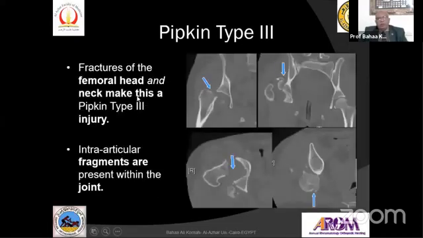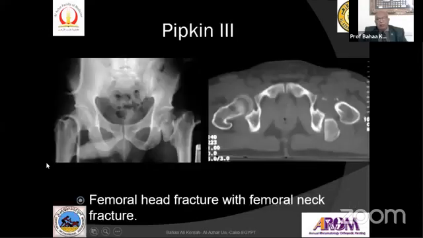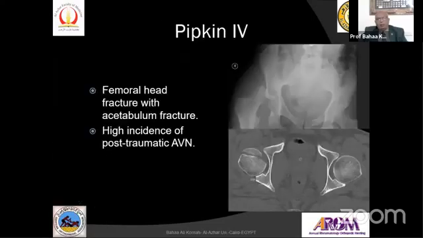Type 3, this is a CT scan of the fracture of the femoral head and the neck, making this a Pipkin type 3 injury. Intra-articular fragments are present within the joint, and it can easily be demonstrated by the CT. This is a type 3 Pipkin femoral head fracture with femoral neck fracture.